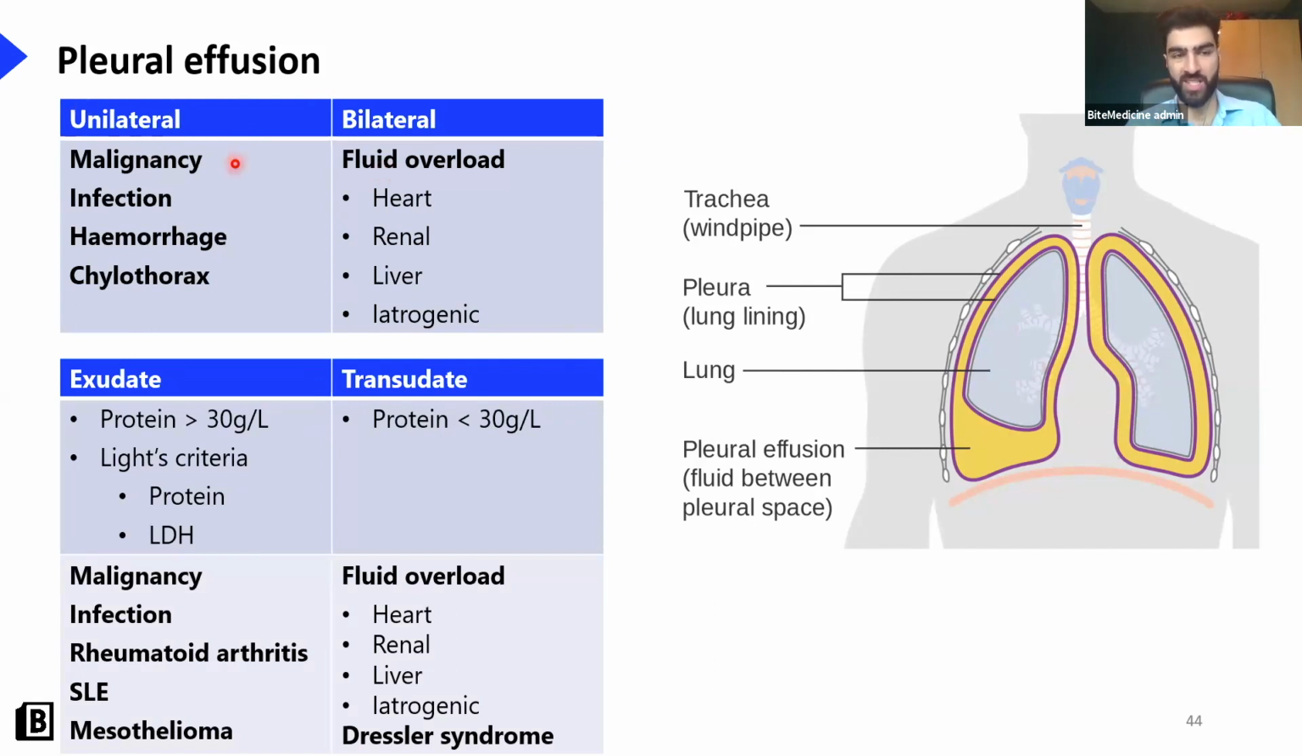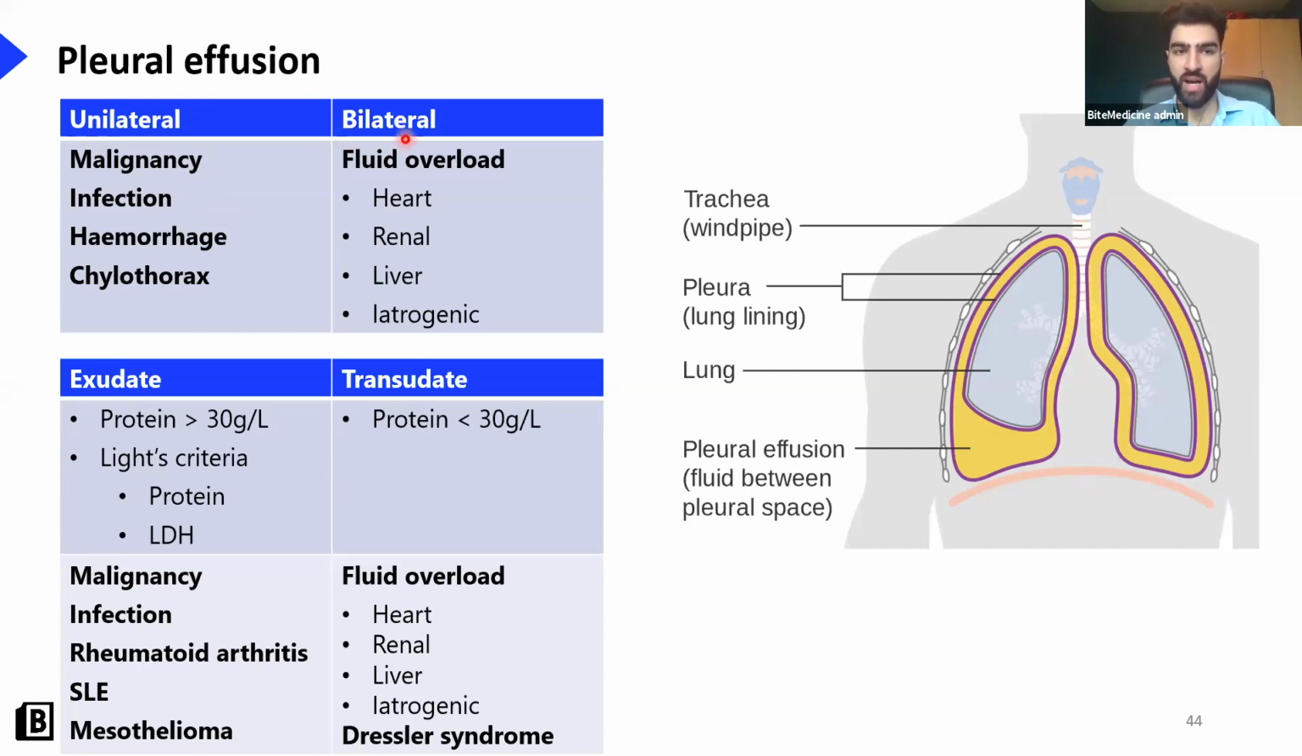Unilateral effusions are concerning, particularly if the patient is elderly. An elderly patient with a unilateral effusion, think cancer. It could be infection, it could be bleeding, or it could be lymph as well. But if it's a smoker, an elderly patient with a unilateral pleural effusion, think cancer.